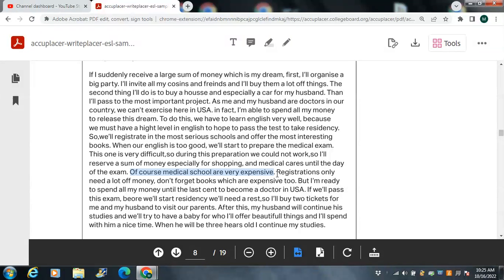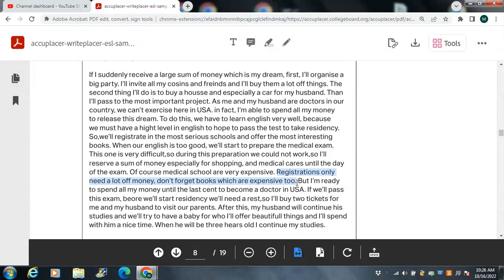Next sentence. Of course, medical schools are very expensive. Great transition word, of course, comma, medical schools are very expensive. And again, notice how this is all connected, which is great. The idea is expanded and elaborated upon, still looking for the ultimate dream, the important project. Next sentence. Registrations need a lot of money. Don't forget books, which are expensive too.